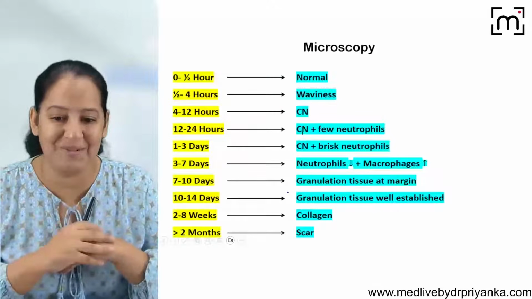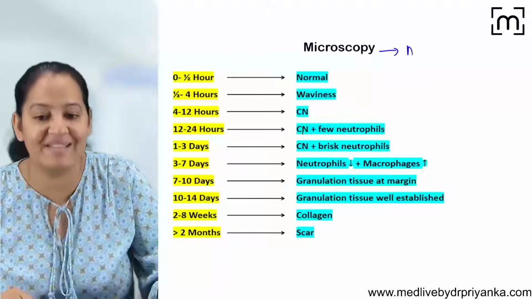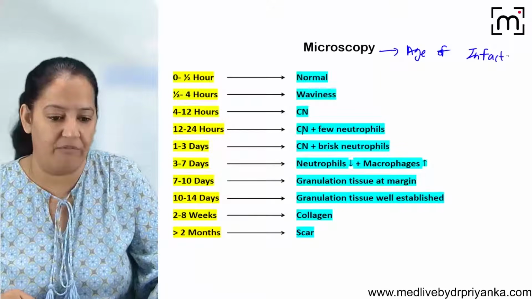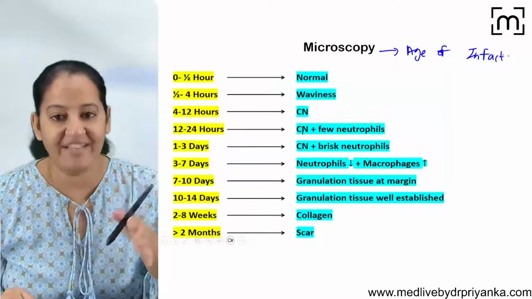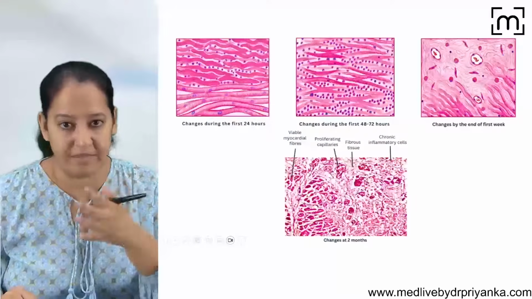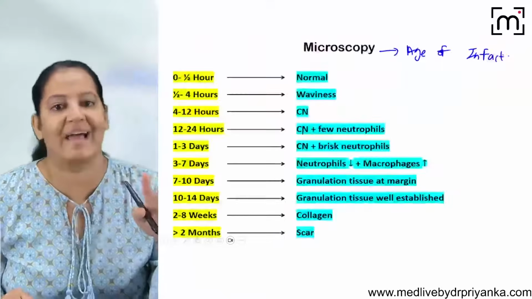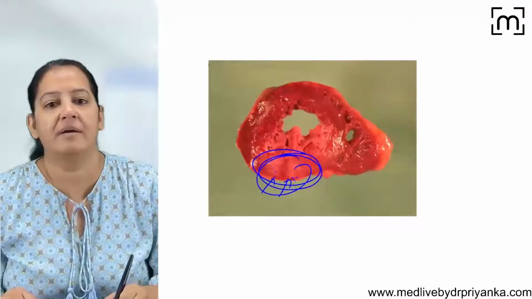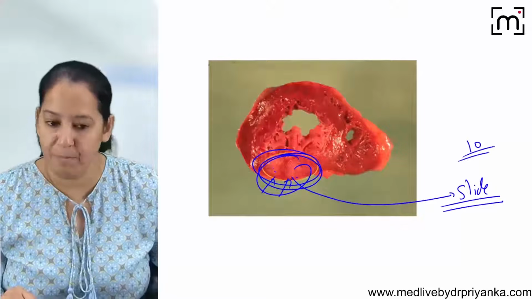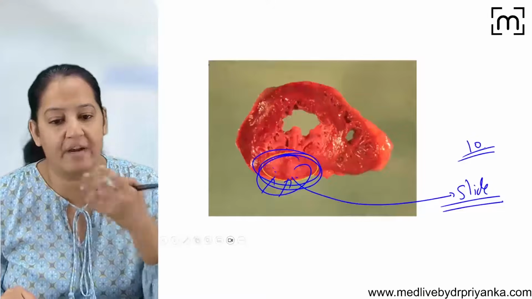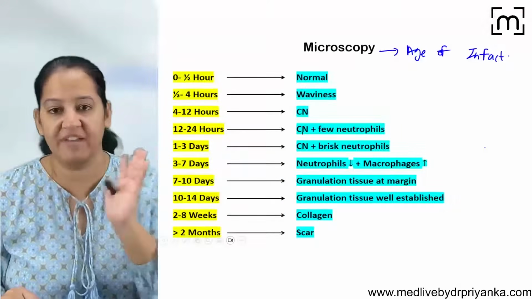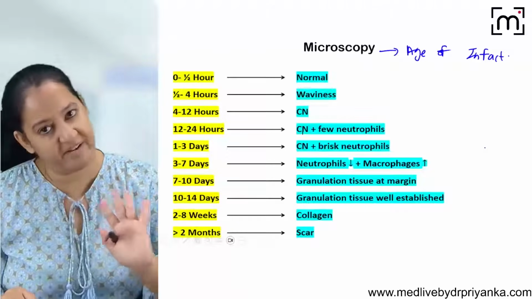Now coming to the microscopy. Microscopy tells us the age of infarct. Now we divide them into 10 time zones. Under the 10 time zones, we have 10 types of diagrams. I will show you 10 diagrams. Looking at the slide, you cut this portion and make a slide. In the slide, you match which diagram out of the 10 your slide is matching. We have 10 options, and depending on that, you can tell the time frame. One by one, I will show you all.